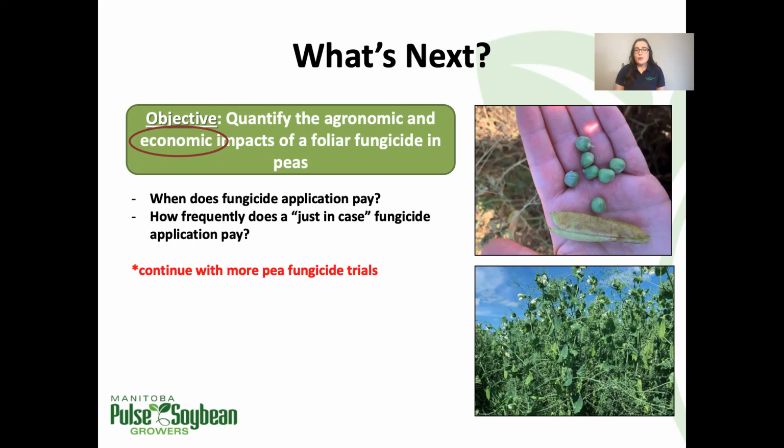And then combining agronomics and economics, can we maybe better predict when a fungicide application is necessary and when it will be economically beneficial? So we're hoping to continue with pea fungicide trials. There seems to be quite a bit of interest in them every year, which is great. So we'll hopefully continue with them and work towards answering these questions.